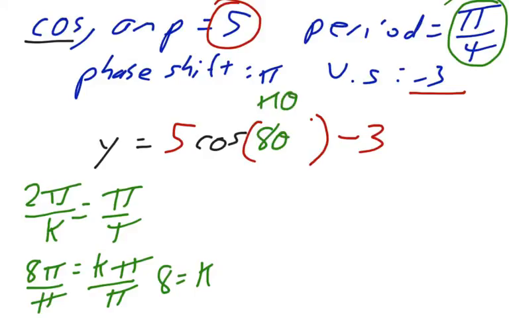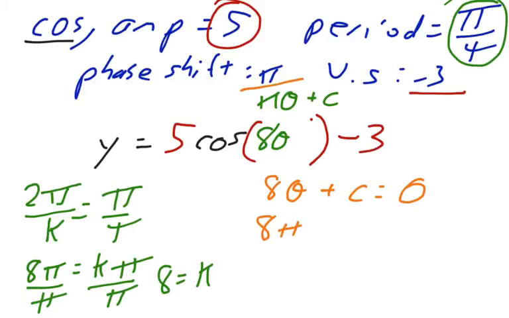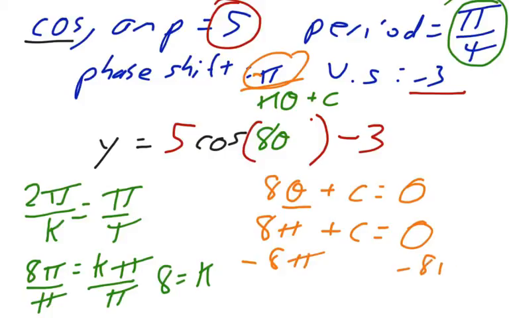So normally inside the parentheses is k theta plus c. Now in order to figure out what the c is, I'm going to do 8 theta plus c equals 0. And because the phase shift is pi, 8 pi plus c equals 0. I took the pi and I plugged it right in for theta. So when I subtract 8 pi, I get c equals -8 pi, and so that's what I plug in for c.